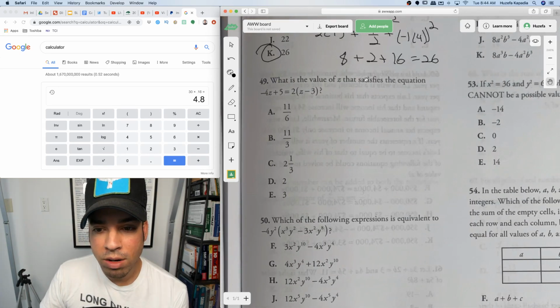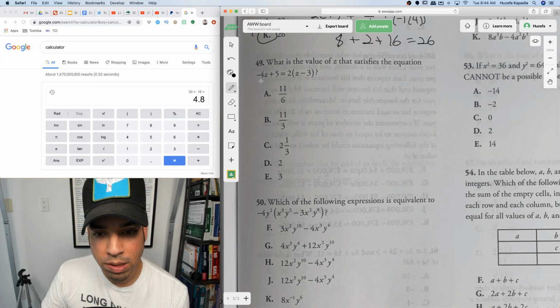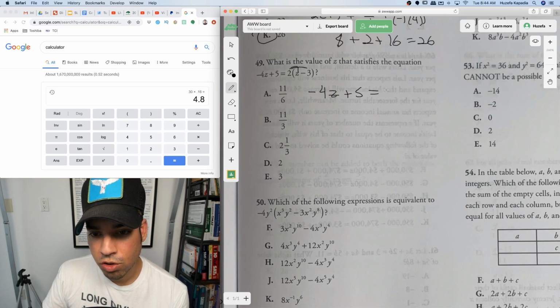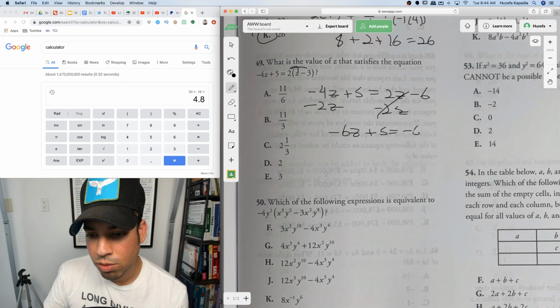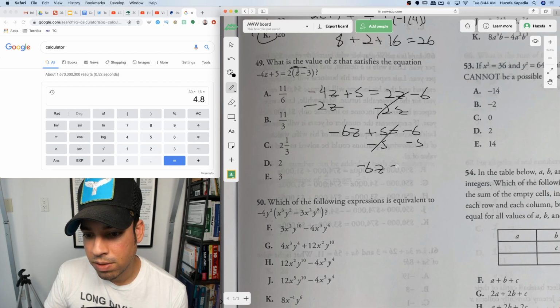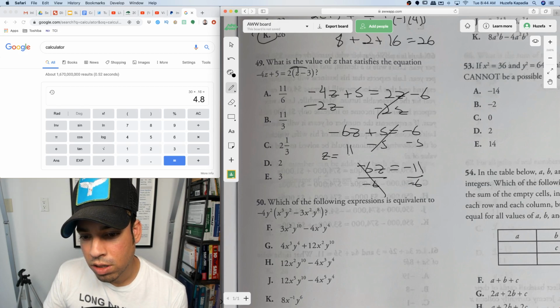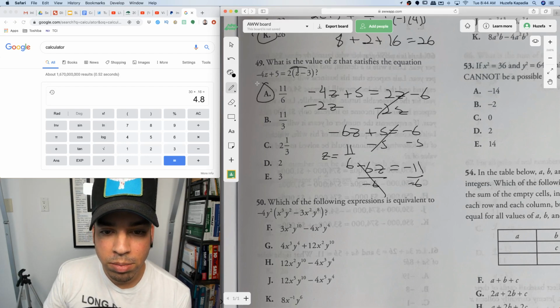Dunzos. Next, 49. What is the value of z that satisfies the equation? Okay, again, I'm going to distribute on the right side, and I get 2z minus 6. Then I'm going to subtract 2z, negative 6z plus 5 equals negative 6, minus 5, negative 6z equals negative 11, divide by negative 6, divide by negative 6. Z equals 11/6. Boom, done.